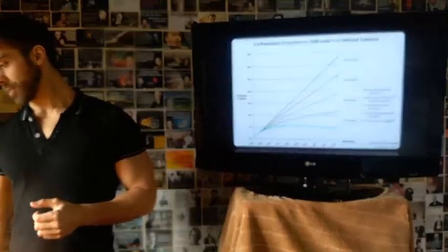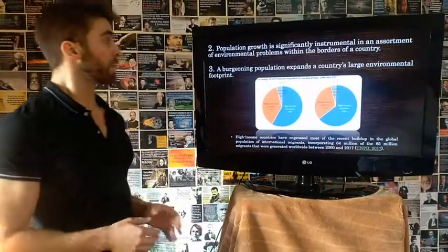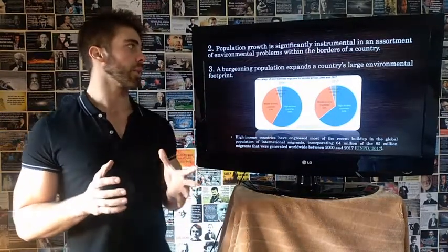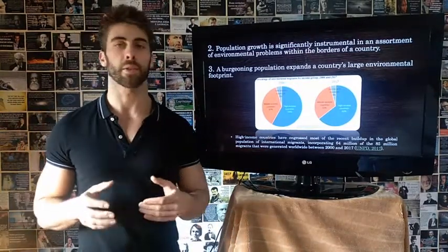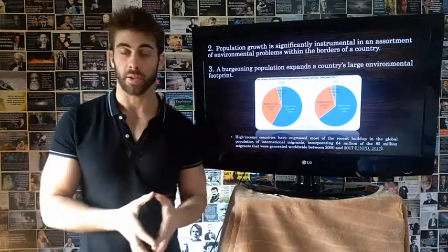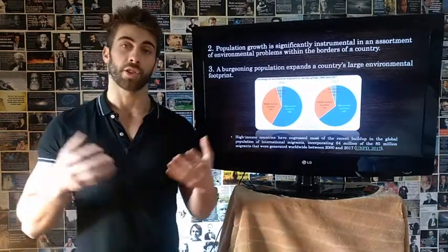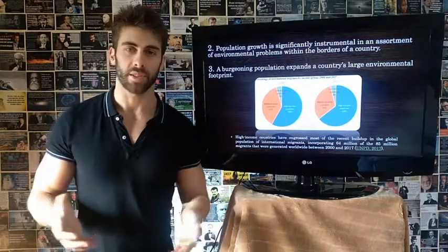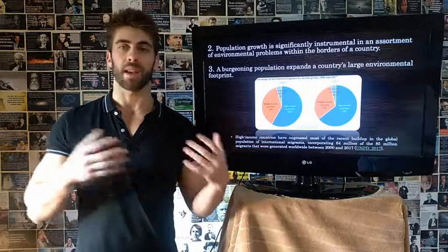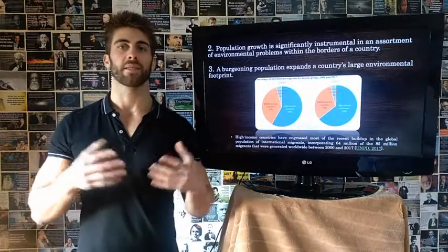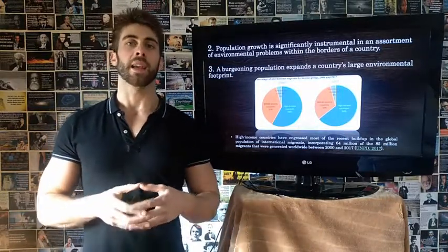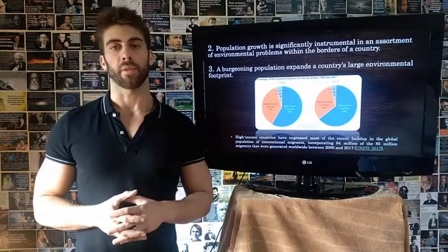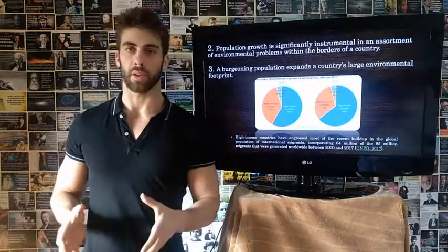So this leads us to premise number 2. Population growth is significantly instrumental in an assortment of environmental problems within the borders of a country. This is what I was talking to you about when mentioning urbanization, agriculture, and the finitude of resources. So we know that these and many other problems are created by an excess of humans in a given location. So this premise has already been proved on the previous slides, and we can move on to the third premise.